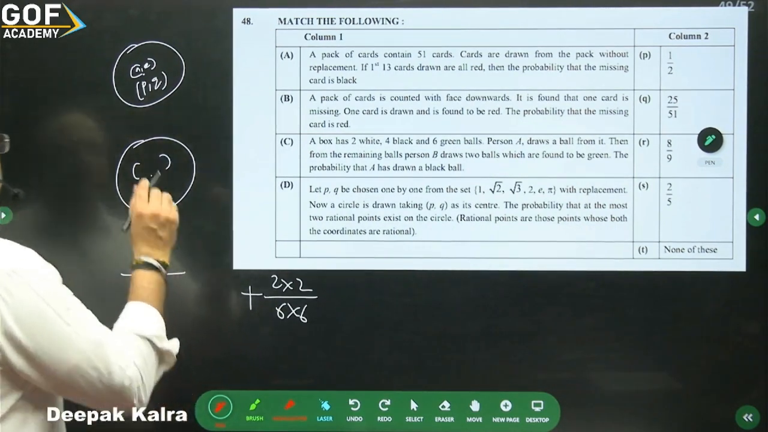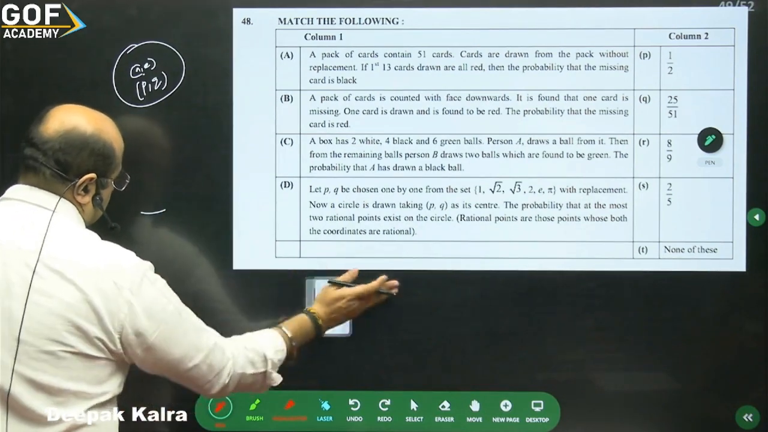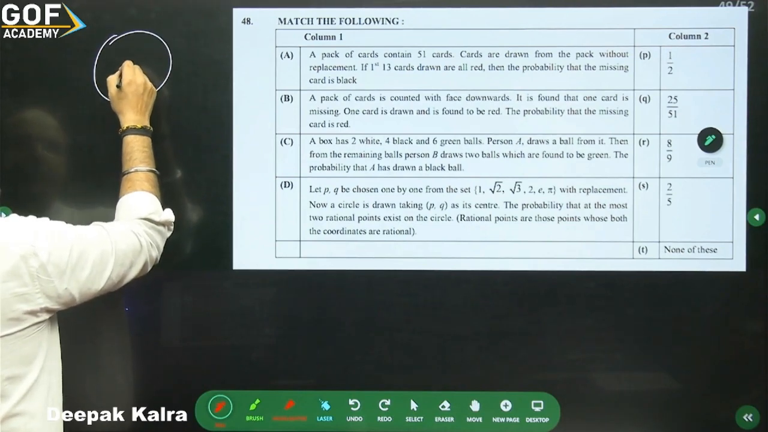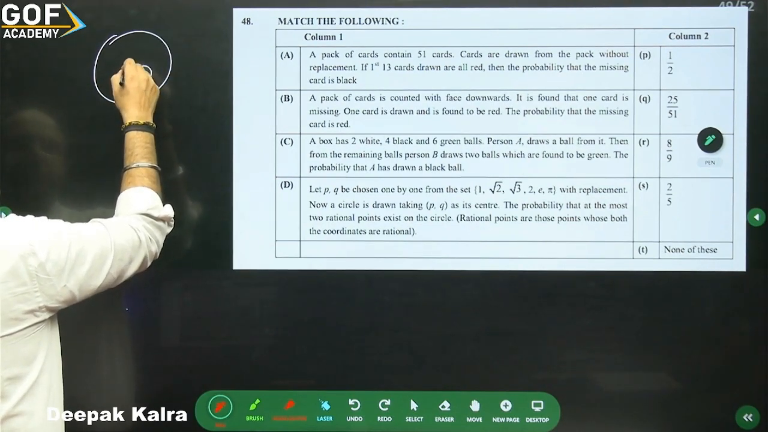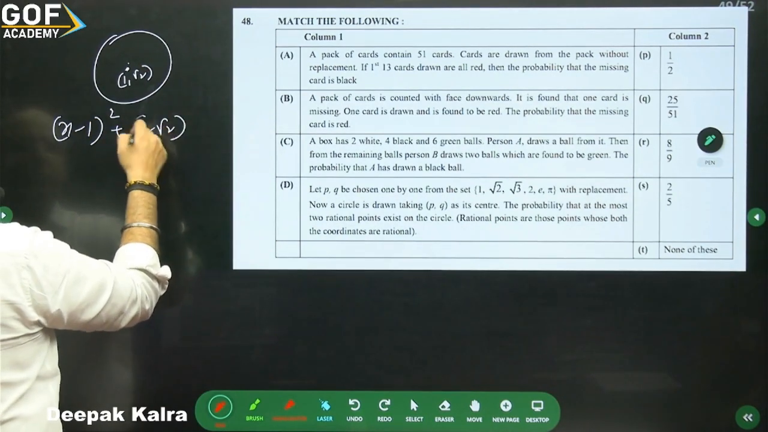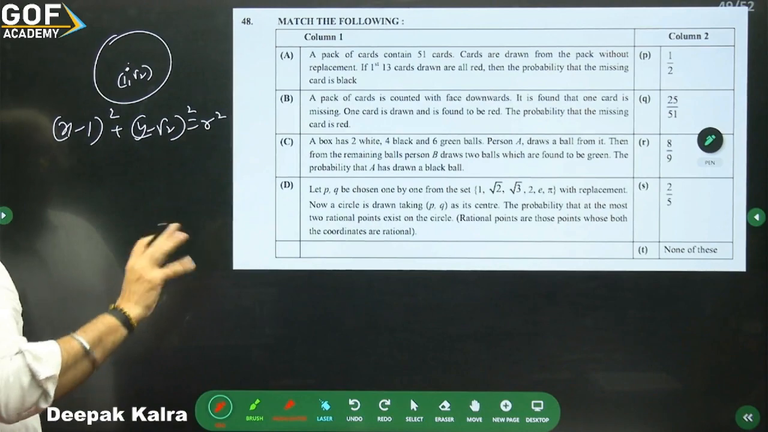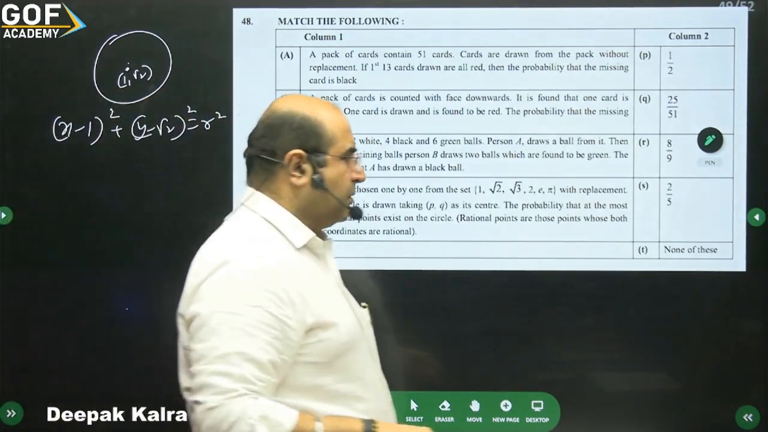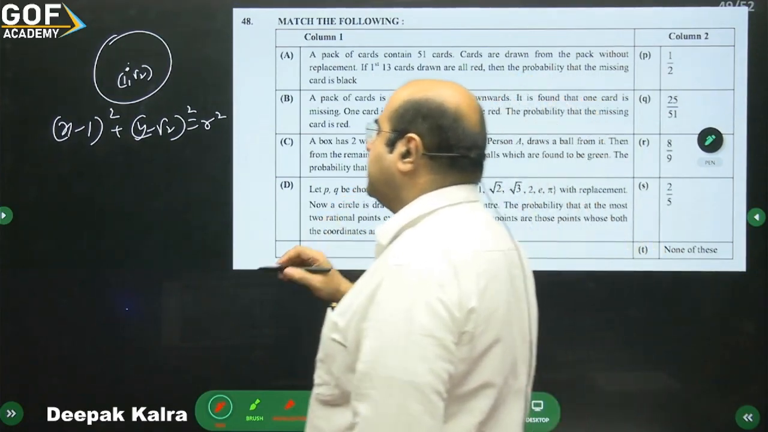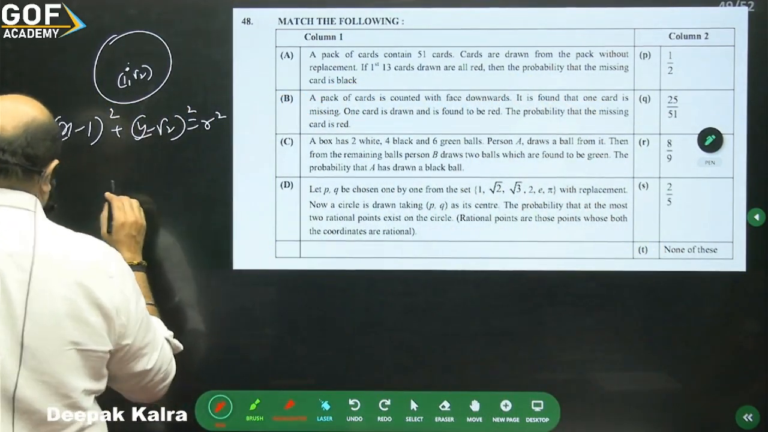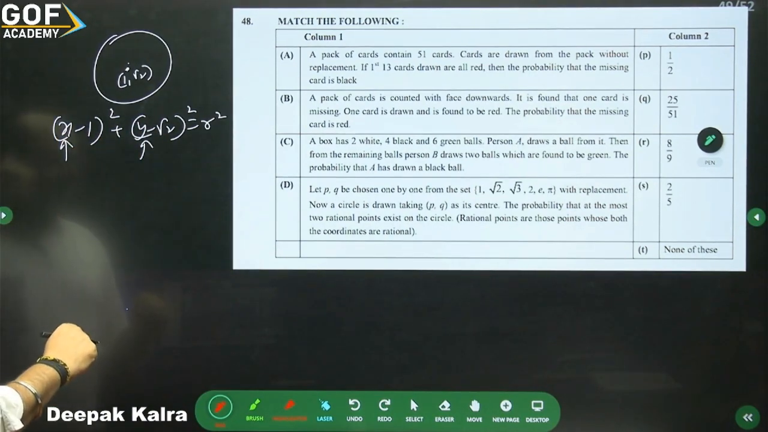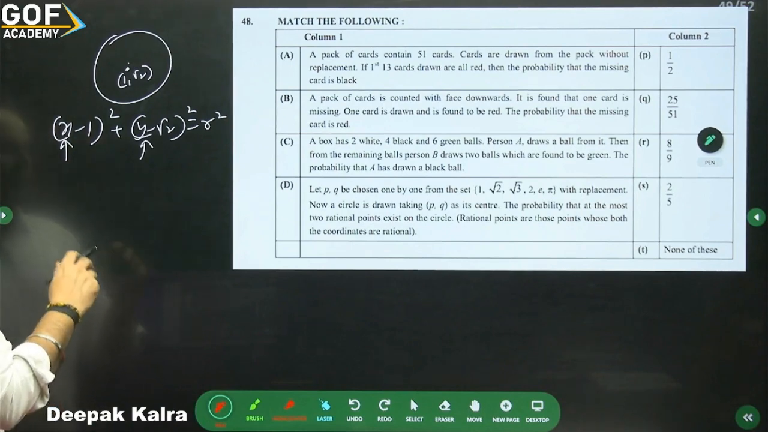We'll take up a circle with center as 1 comma root 2, let us suppose. So (x minus 1) whole square plus (y minus root 2) whole square is equal to r square. The circle, right? So now, how can you judge the value of x and y lying on this to be rational? R square is a rational number.